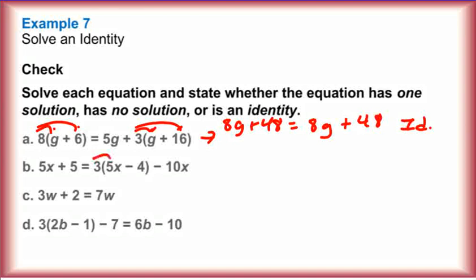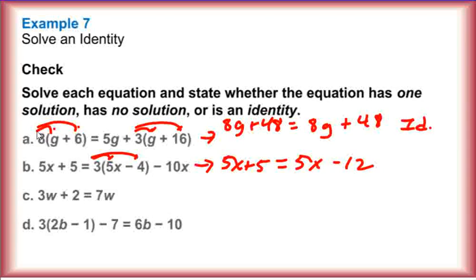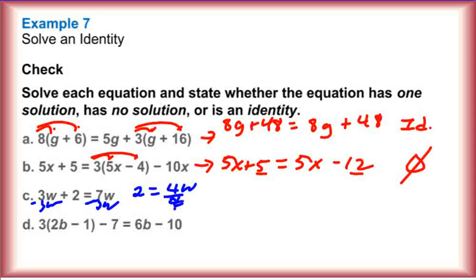Next one, 5x plus 5, distribute here. So I got 5x plus 5 over here equaling 15x minus 10x is 5x, negative 12, so minus 12. 5x's are the same, but these other numbers are not. So that means this is no solution. This next one, if I subtract 3w on both sides, I now have 2 equaling 4w, divide by 4, w equaling 1/2, which would be one solution.